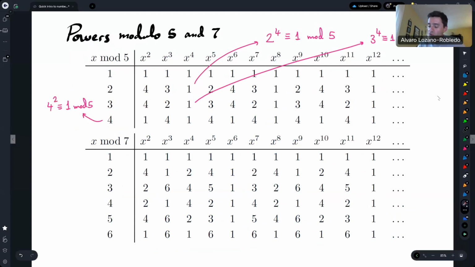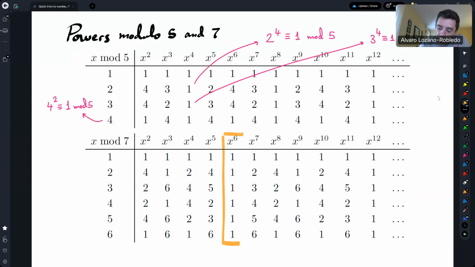What happens for modulo 7? Modulo 7, we get, for example, 2, 4, 1. So some elements have cycles of order 3, some elements have cycles of order 2, and some other ones have cycles of order 6, of length 6. But what is quite surprising is that they all agree here, they all match here, and in the same way, they all match here.